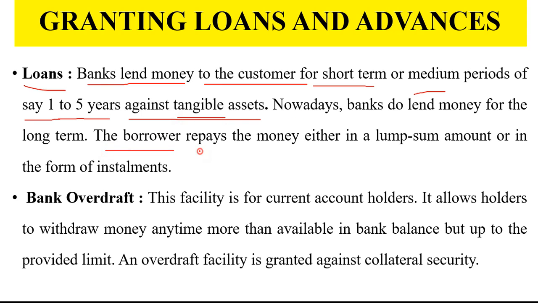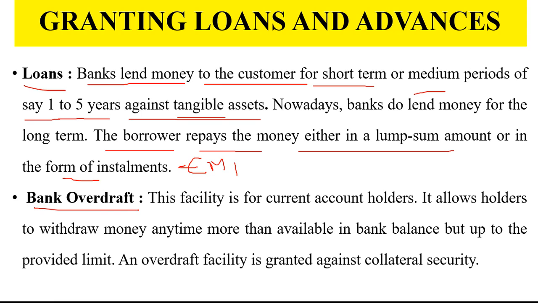So the borrower repays the loan either in a lump sum amount. Lump sum amount means together. For example, the customer has taken a loan of 1 lakh rupees for 1 year, and after 1 year he can pay a total of 1 lakh rupees along with the interest to the bank. If it is not possible for him to pay the amount together, he can repay it in the form of installments, in the form of EMIs, meaning every month he can repay that loan amount to the bank.